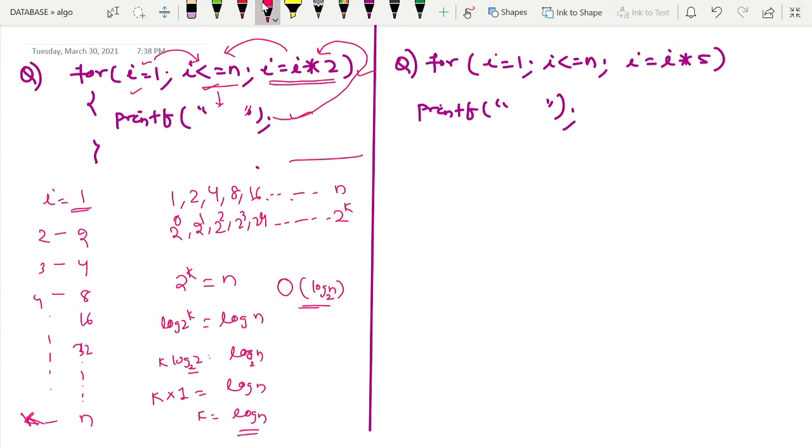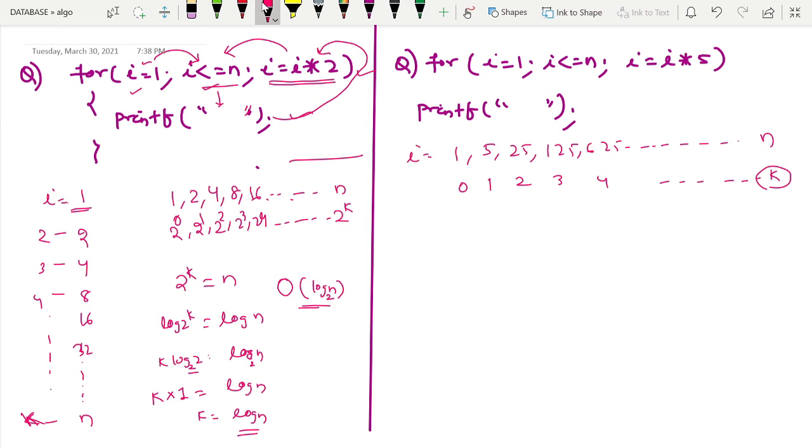So let's come to this question. In this question we can approach it in the same fashion: first 1, then 5, then 25, right? Then 125, 625. This will go on till n. This is the 0th term, this is the first term, second, third, fourth. Let's suppose this is the kth term. We have to find the value of k in terms of n. That is our final goal.